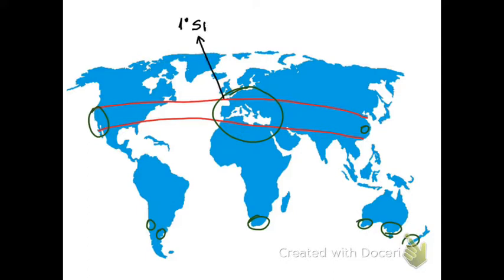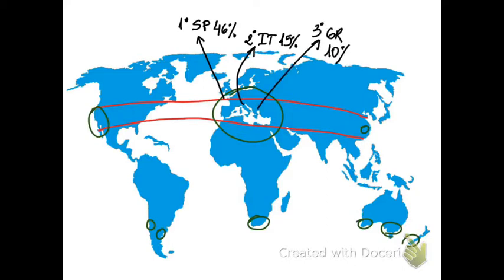In the world, Spain is the country with the highest production of olive oil. In this case it is 46%, followed by Italy 15%, Greece 10%, and Syria 4%. The rest of the world is around 6%.